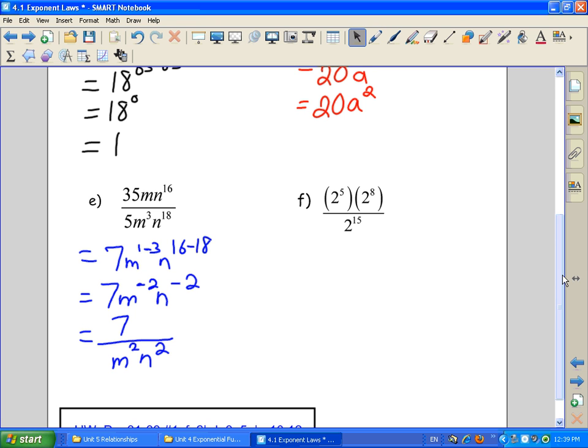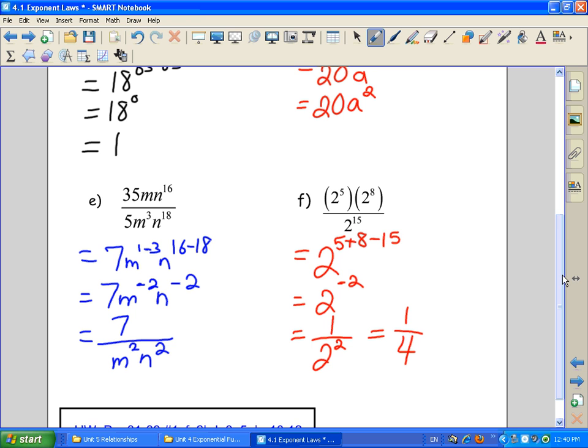All right, last example here, folks. Here we go. Taking a look here, folks, we've got the bases that are all the same. So it's going to be 2, and we're going to take 5 and add 8, and then we're going to subtract 15. Simplifying that through, it's 2 to the power of negative 2. Can't express it as a negative exponent, so you make it positive. So it's 1 over 2 squared, which equals 1 over 4.